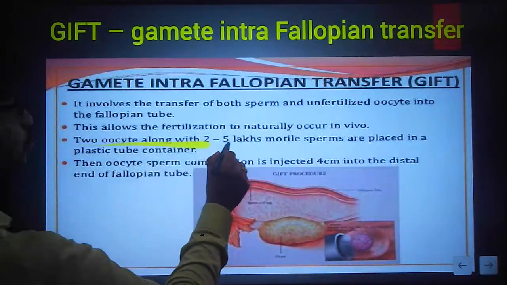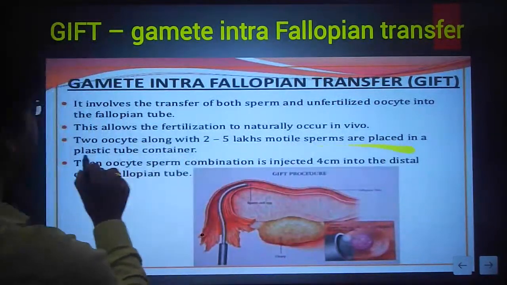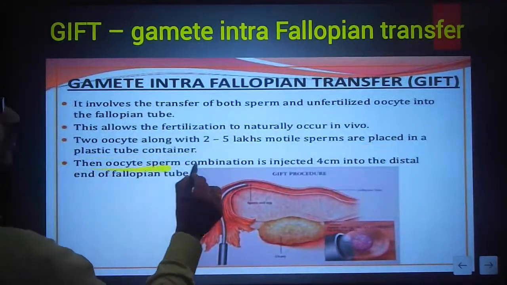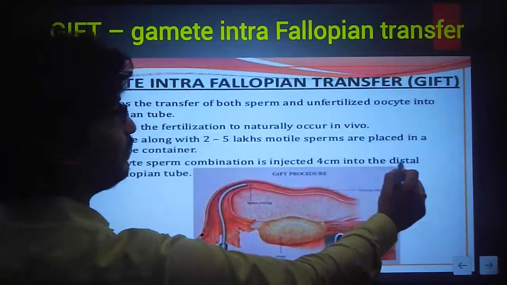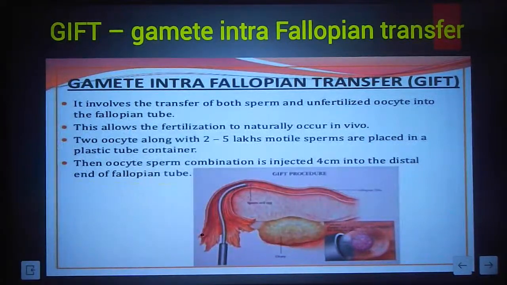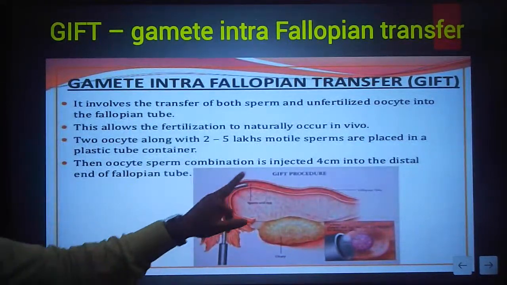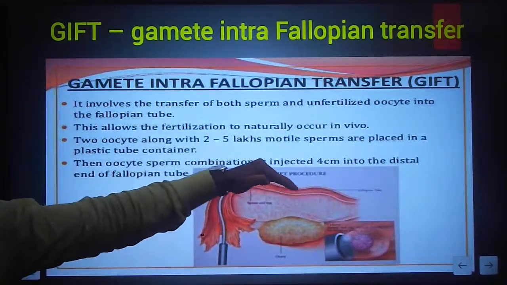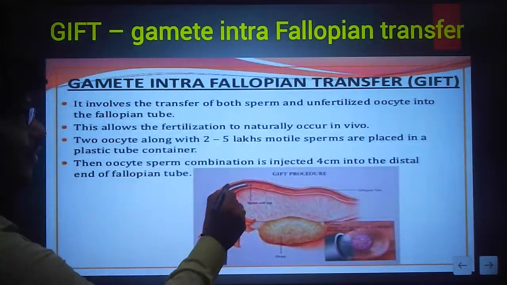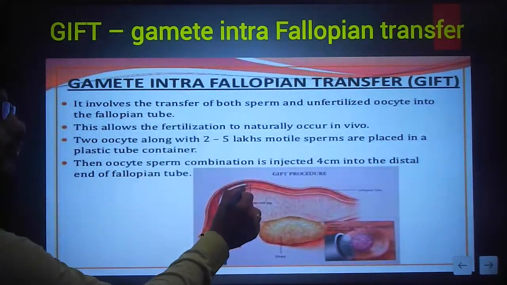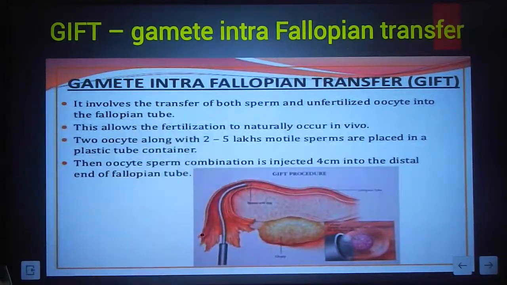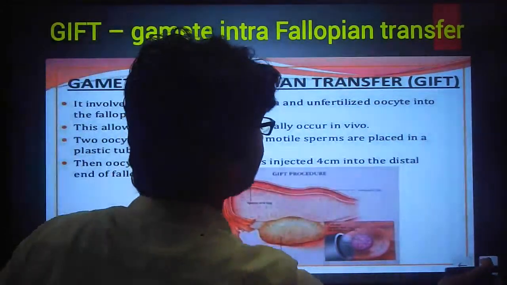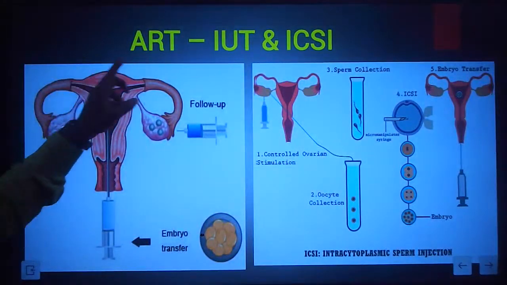Then 2 oocytes along with 2 to 5 lakh motile sperms are placed in a plastic tube container. Then the oocyte-sperm combination is injected 4 cm into the distal end of the fallopian tube. How far should it go? Just 4 cm into the distal end of the fallopian tube. That's the location. You should not push it too far inside. This is where it should stop, right? This is the procedure in gamete intrafallopian transfer. Okay, so we're done with gamete, that is GIFT.